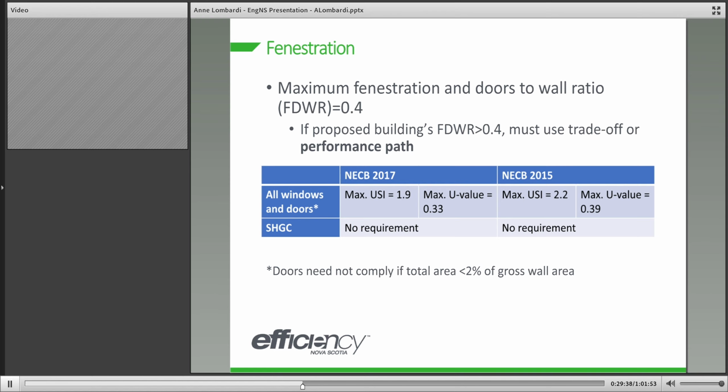And doors don't need to comply with these requirements if the total area of the doors is less than 2%. They like the 2% number. It shows up a lot. But if it's less than 2% of the gross wall area, the reason for that, if you think about it, say a building has like 2 doors that don't meet this USI requirement, it doesn't have to be modeled just because there are 2 doors that don't meet that, right? So I think it makes sense. So that's fenestration.